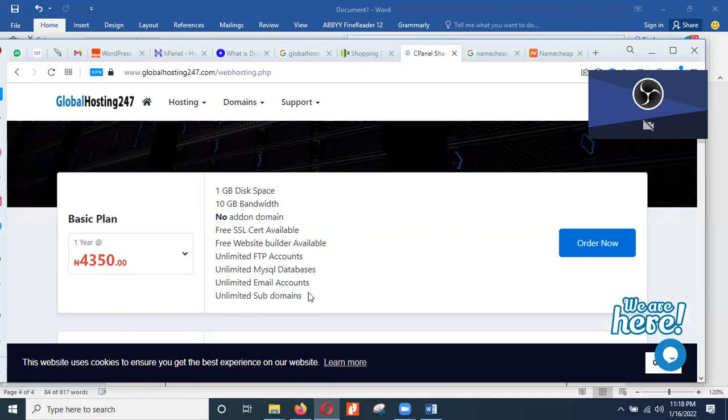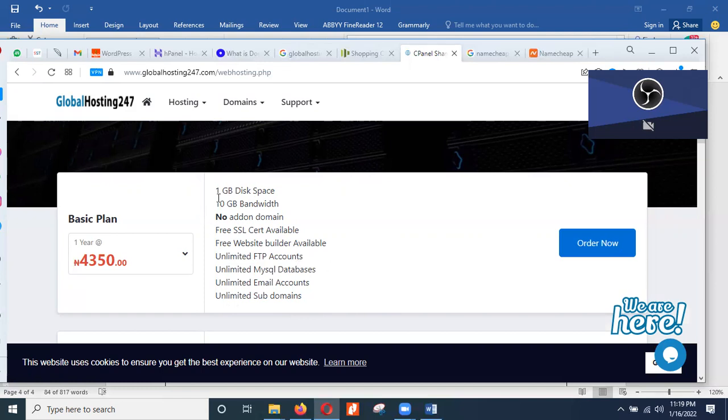There is a difference between an add-on domain and a subdomain. Like when we say blog.chike.com, it's a subdomain. Then when you say chike.com/materials, then we are talking about an add-on domain.